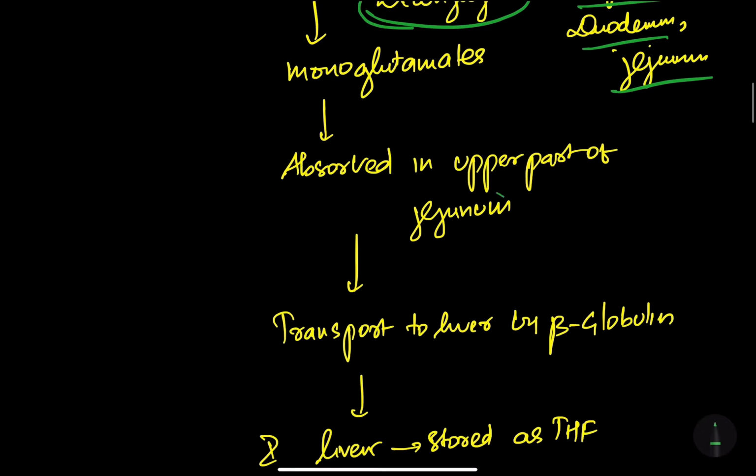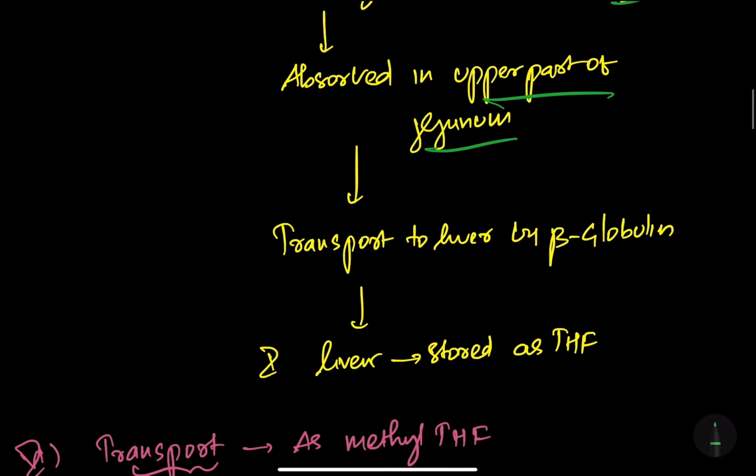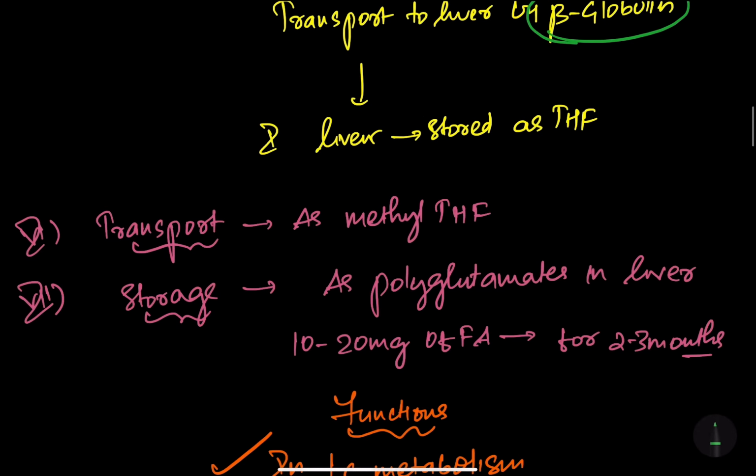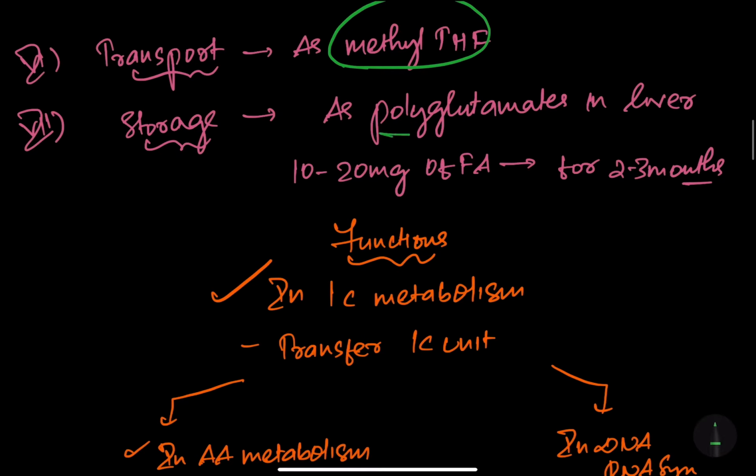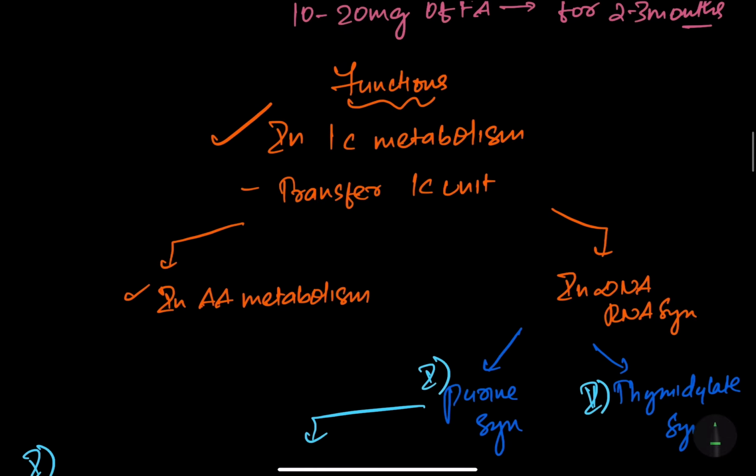This is absorbed in the upper part of the jejunum and transported to the liver by beta globulin. In the liver, it is stored as THF. Its transport form is methyl THF. Storage is in the form of polyglutamate in the liver. So what are the functions?